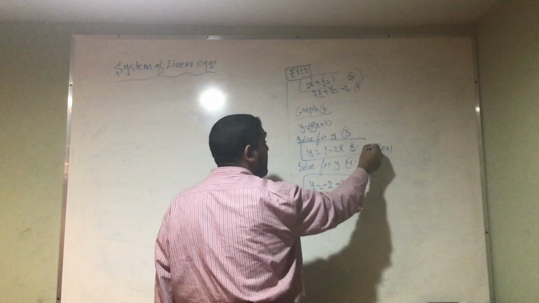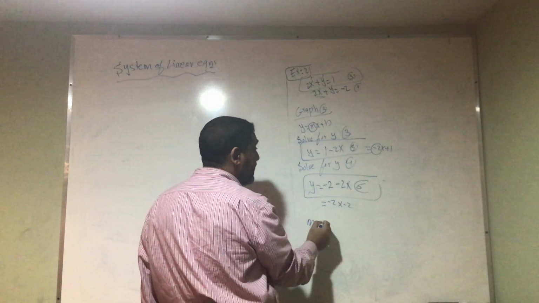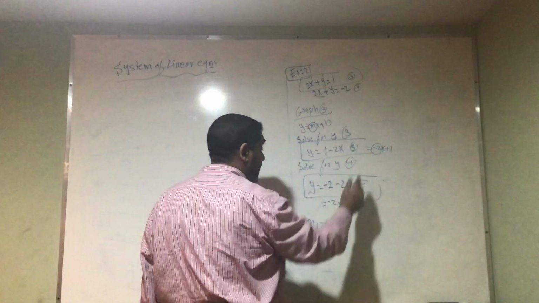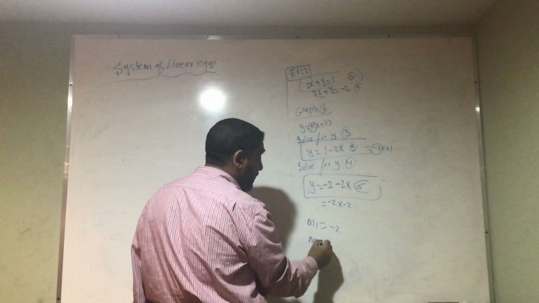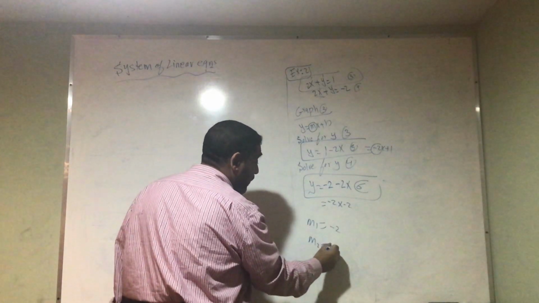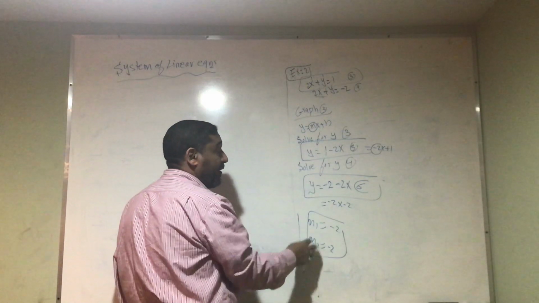In our case, what is my m? Your m is -2. So m1, the slope of line number 5, is -2. What is m2, the slope of line number 6? Again, -2. What is going on here? It turned out I figured out the slopes, and they are the same.